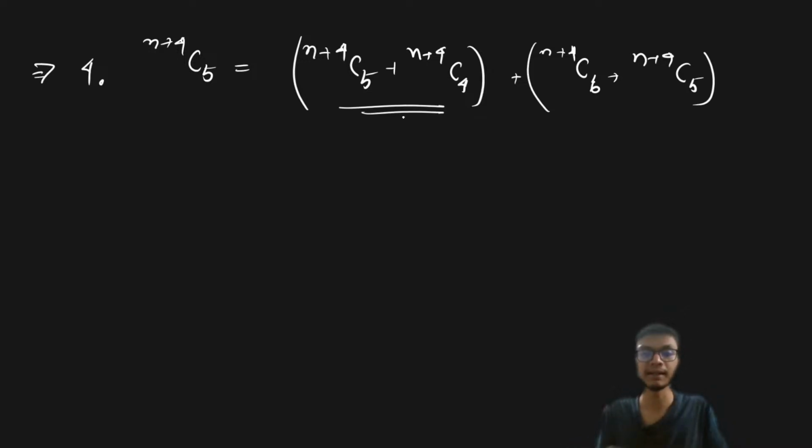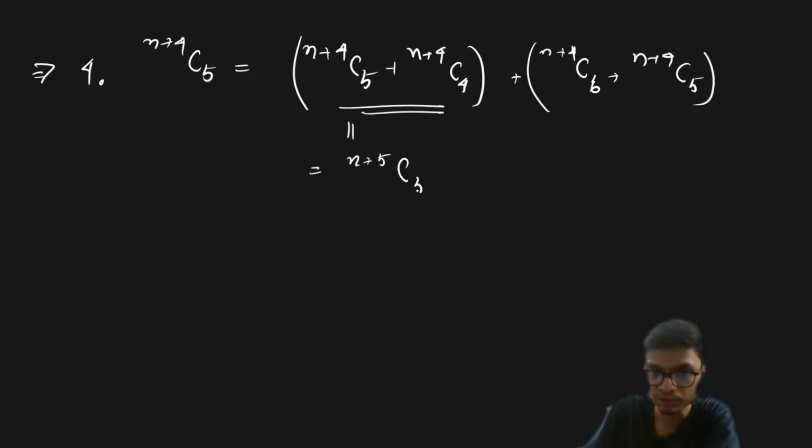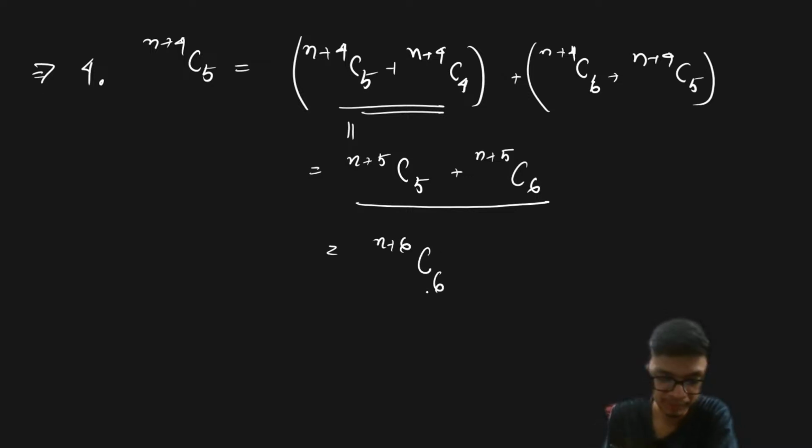Now we have already seen that nCr plus nCr+1 is going to be equal to n+1Cr+1. So this particular part is going to be equal to n+5C5, and this particular part is going to become equal to n+5C6. Again I can add these two and write it as n+6C6. That is what we will have over here. I hope I'm doing it correct.